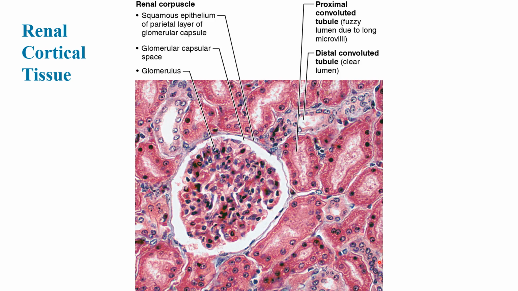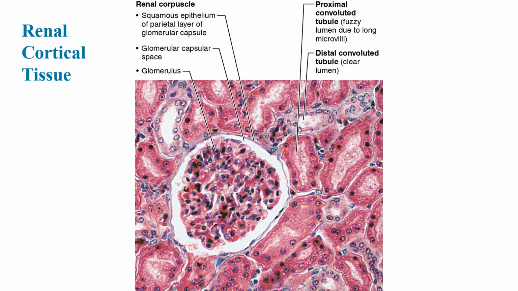Now let's see how these things appear under the microscope. These are the structures which are present in the cortex of the kidney. So this is a slide of the renal cortical tissue. Let's see the most prominent thing. This is a glomerulus. This tuft of capillaries is known as the glomerulus, and then this is the glomerular capsule. This will be the parietal layer, and this will be the visceral layer, and this will be the parietal layer. Between the two layers there is a space which is known as the glomerular capsular space, and then this is the squamous epithelium of the parietal layer of the glomerular capsule.